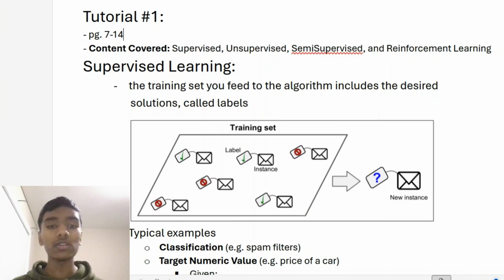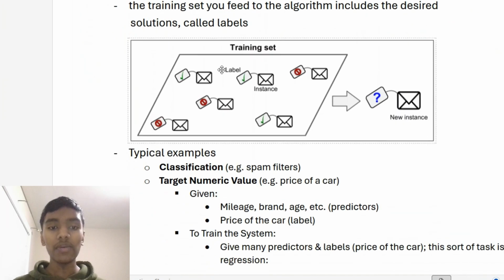For example, let's take a look at our first example. You see here that we have emails. In these emails, certain emails are spam emails, other emails are non-spam emails, right? The ones with the red warning symbol are spam emails, and the ones with the green check mark are non-spam emails. This is the training set that we're giving to the ML model.